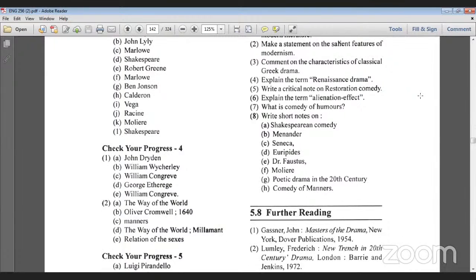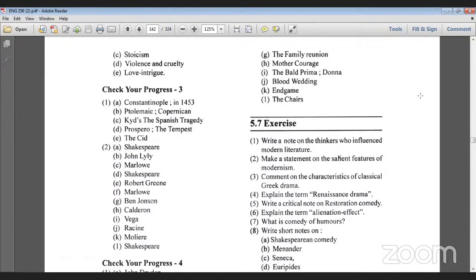Okay. So further reading for your information, they have given you some books to refer. Okay. That is more important. But mostly what they have given in your questions and exercises, you will look for that. Write a short note on the thinkers influenced by.